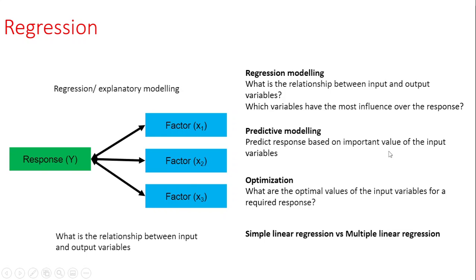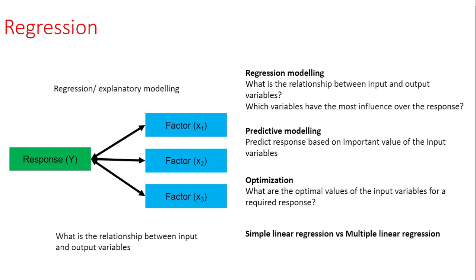So if you have questions like, in general, what is the relationship between input and the output variables, or which input variable has the most influence over the response. Those are all things that you in general call regression modeling, but regression is also used for something called predictive modeling. So let's say you want to determine the response for a particular set of input variables. That is called predictive modeling.